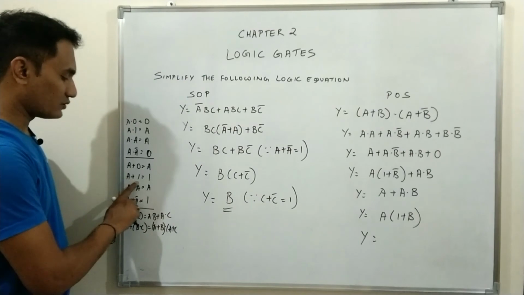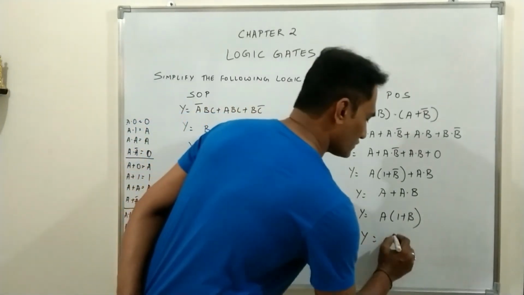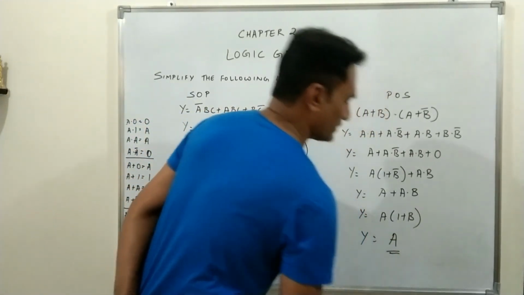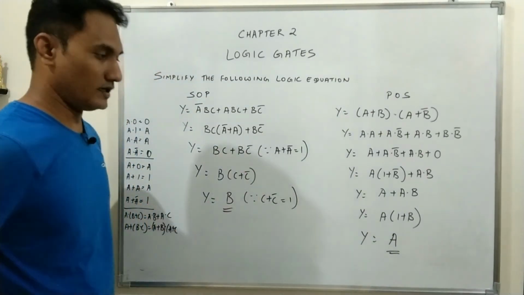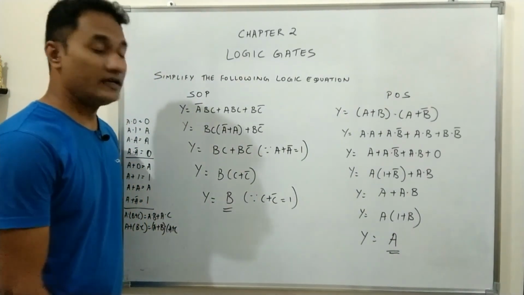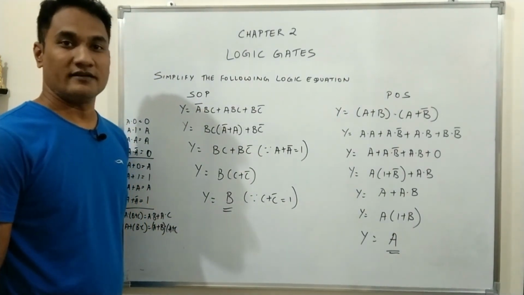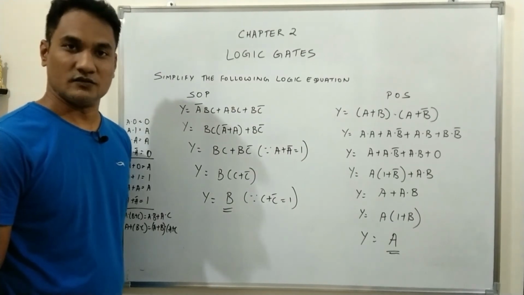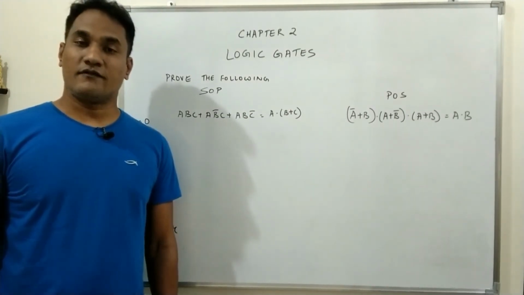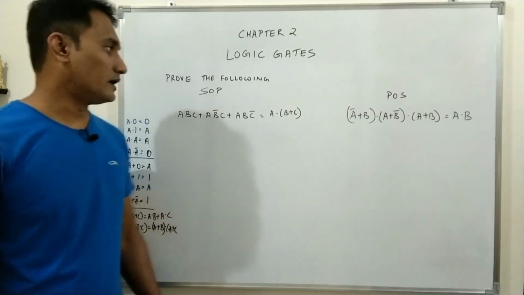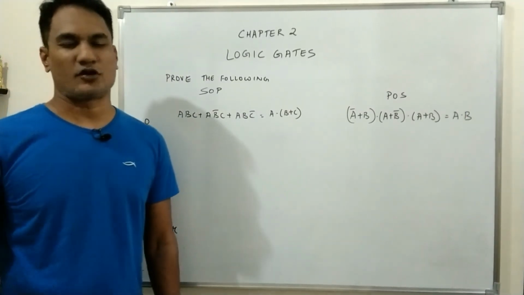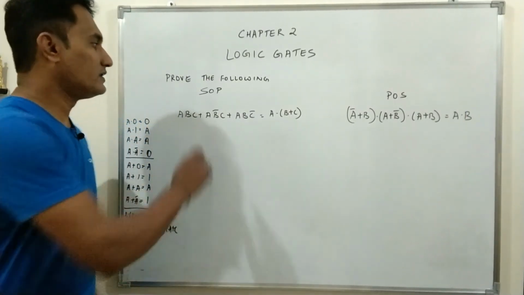By the OR law, A plus 1, the value will be 1, so that is A. So the simplified answer for that particular POS equation using Boolean laws will be A. I hope you have understood. In the next type of problem using Boolean laws, the process remains the same, only the question changes.